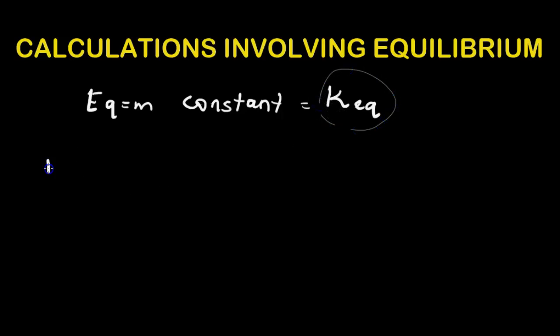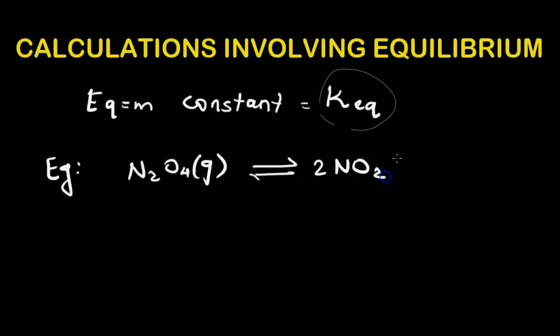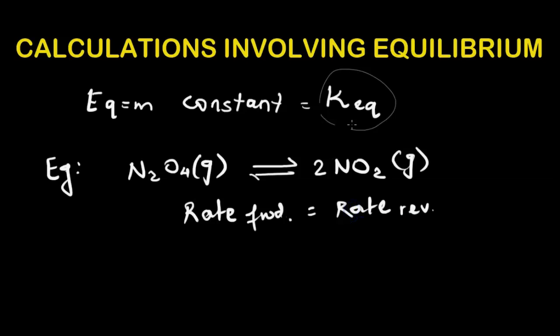Let's take up an example equation and we take N2O4 gaseous gives us 2NO2 gaseous. If the system is under equilibrium, that means the rate of forward reaction and the rate of reverse reaction is equal. That we have already discussed in the previous lesson. And always remember, this equilibrium constant can only be used if the system is under equilibrium, or if the rate of forward and the rate of reverse reactions are equal.